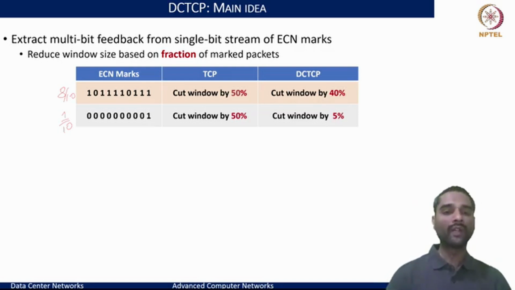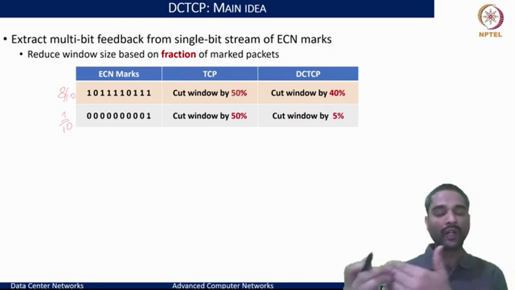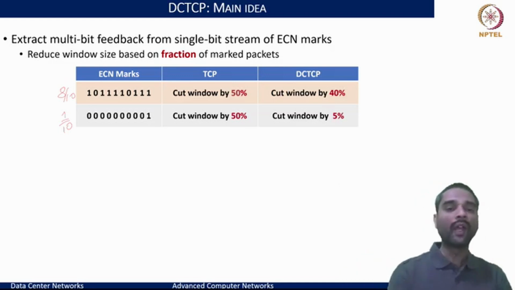But now our idea is to utilize this single-bit information to make a multi-bit feedback, and we can readily do that by saying the congestion I see is that 8 out of 10 packets have experienced ECN. That means the congestion is in fact bad. But how should I react to this information? We can do that in proportion to the number of ECN bits being marked.